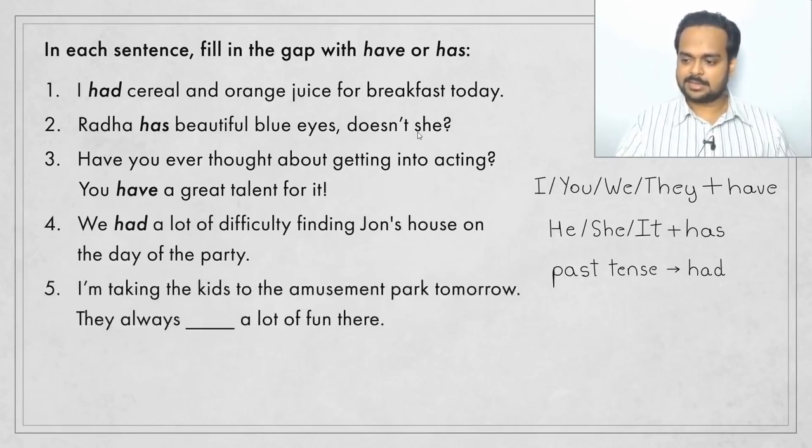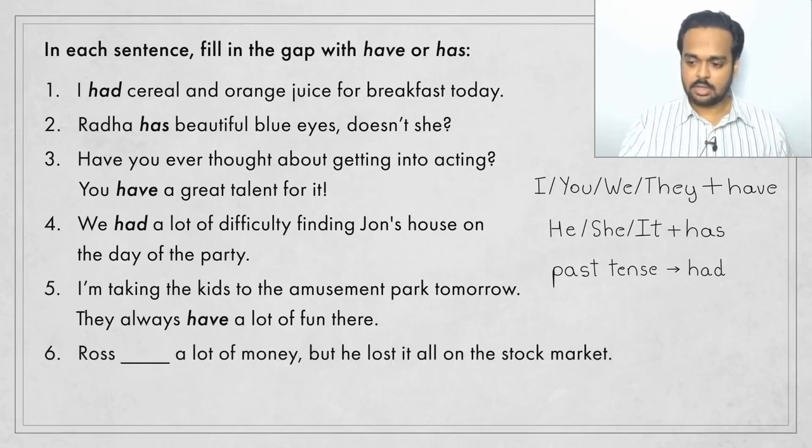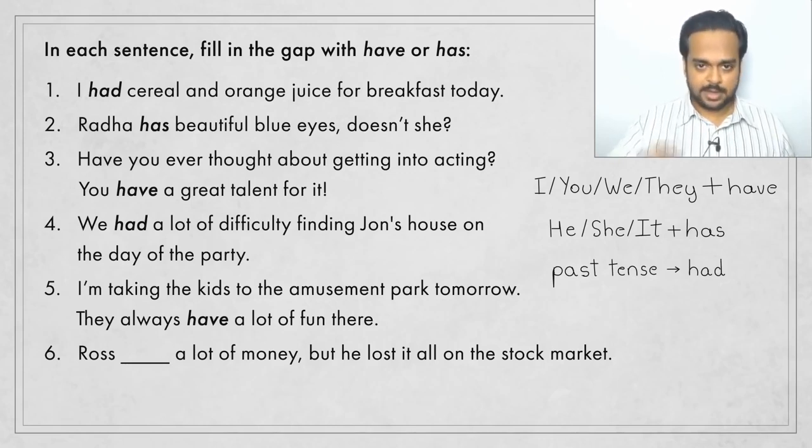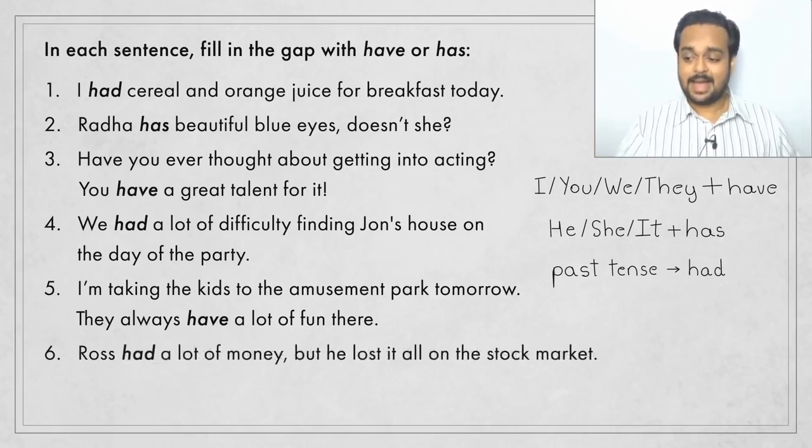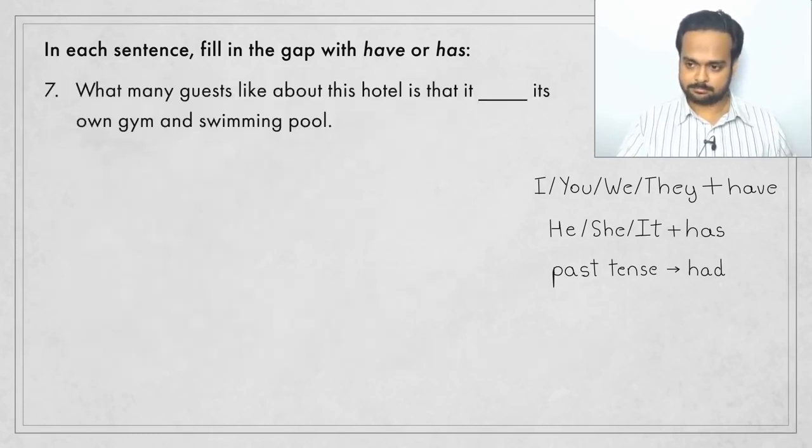Number five, I'm taking the kids to the amusement park tomorrow. They always have a lot of fun there. They always. So it talks about a general thing. They always have a lot of fun there. Number six, Ross had a lot of money, but he lost it all on the stock market. So the money was there, but he lost it all. So now it's gone. So we are talking about the past. Ross had a lot of money, but he lost it all on the stock market.